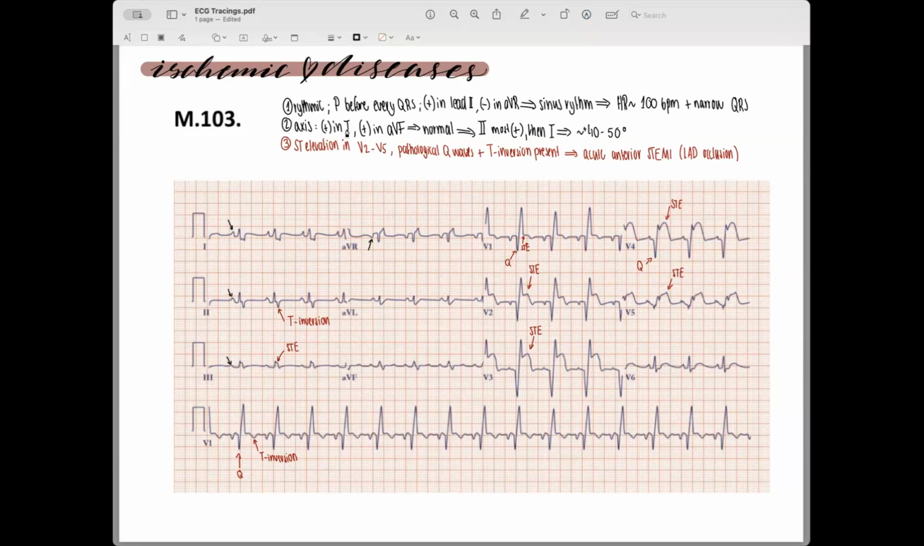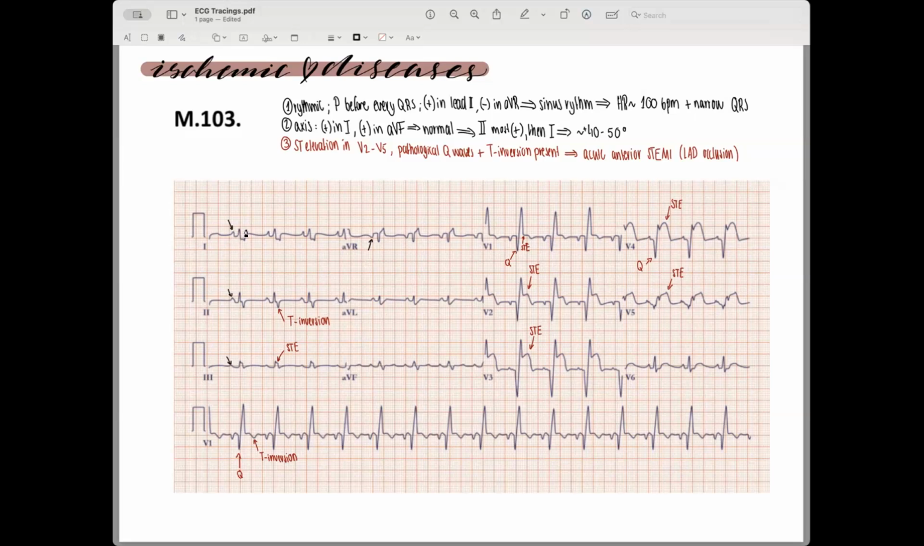For the axis, QRS is positive in lead number 1 and also in AVF, mainly positive, I think. Or equiphasic. You can see this, yeah, equiphasic. So the axis is normal, and I think that lead number 2 is the most positive out of all of them, followed by, I think, lead number 1. So I think the axis is between 40 and 50 degrees.